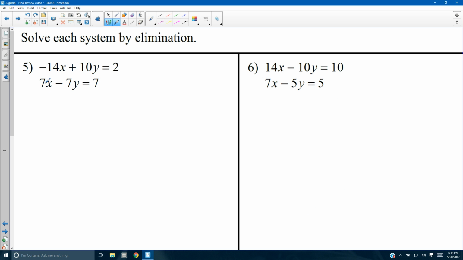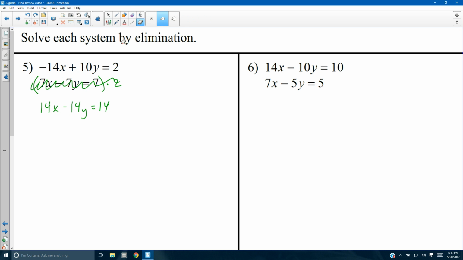Well, 7, if I multiplied 7 by 2, I would get positive 14. And that could line up with this negative 14 very well. So I could do that. As long as I do the same thing to this entire equation, I could just double all of these things. And instead, this would say 14x minus 14y equals 14. Crazy, right? So I would line these two up, and these could cancel. Totally okay to do. Nothing wrong with it. It's probably the go-to that most people would do.